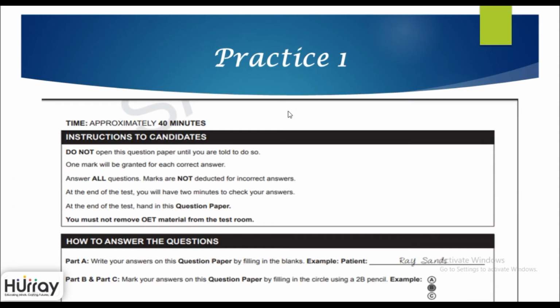Now, this is practice 1. Your instruction has been given here. Time approximately 40 minutes. These are all the instructions that you should be following. This is where you will write your answers. You will begin writing your answers. This is a description that has been given.